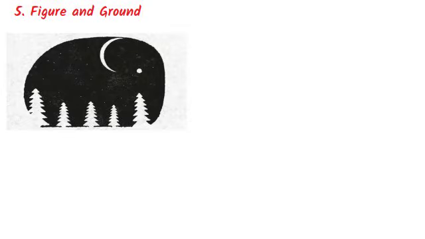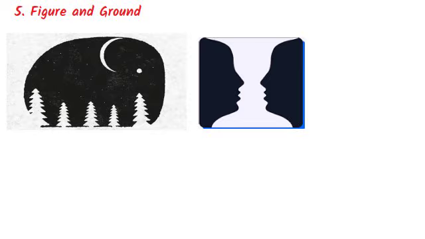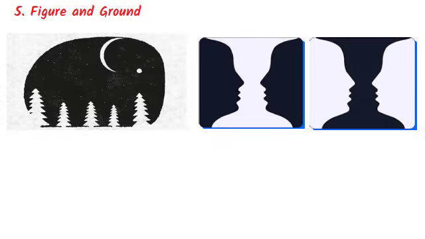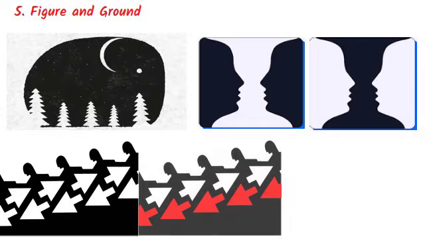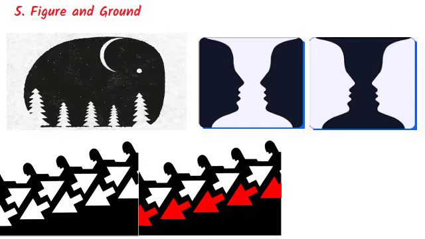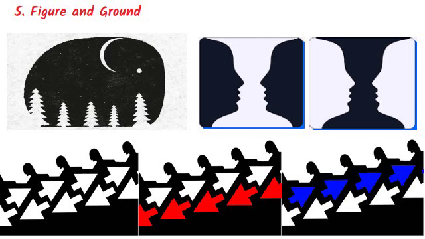The fifth principle is figure and ground. Whenever we look at a scene, our brain separates the main object, known as the figure, from its background. In certain optical illusions, this relationship can suddenly reverse, causing us to see two entirely different images without the picture itself changing. These principles explain why optical illusions are so fascinating. They reveal that perception is not simply a passive recording of reality. Instead, the brain actively interprets, organizes, and sometimes even predicts what we are seeing.